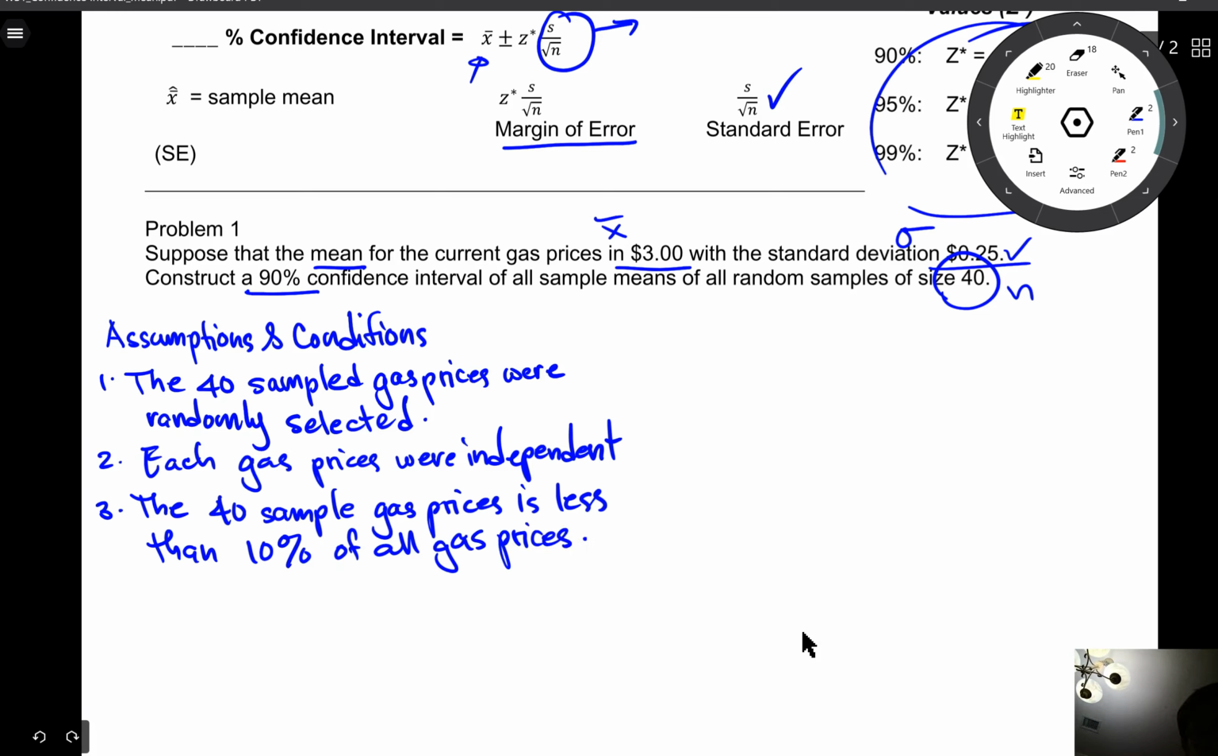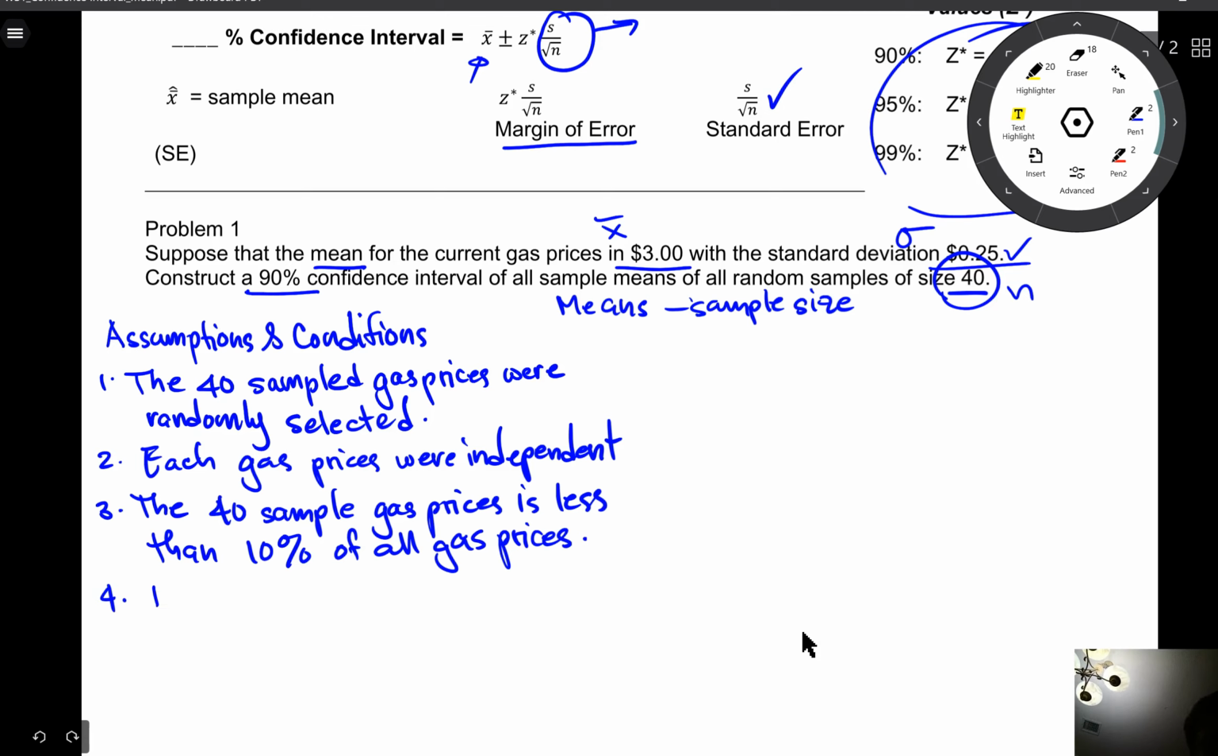Okay, and then we get to number 4. Before, when we had the proportion, we had the success failure condition, but in this case there is no p, so we cannot have a success failure condition. And so for the means, we are going to be relying on the sample size. So we look at the sample size. If it's 40 or near 40 or greater than 40, that's large enough. So we say that's large enough.